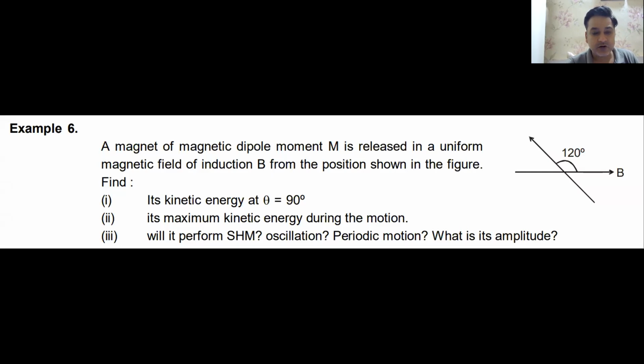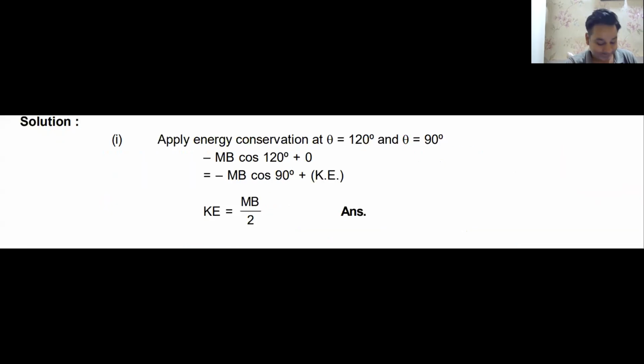Okay, then here we go with the solutions. We had to give 3 answers. What is the kinetic energy at 90 degrees? We just have to apply the law of conservation of energy. Yes or no? Yes, sir. Potential energy plus kinetic energy at 120 degrees should be equal to potential energy and kinetic energy at 90 degrees. Yes or no? Yes, sir.